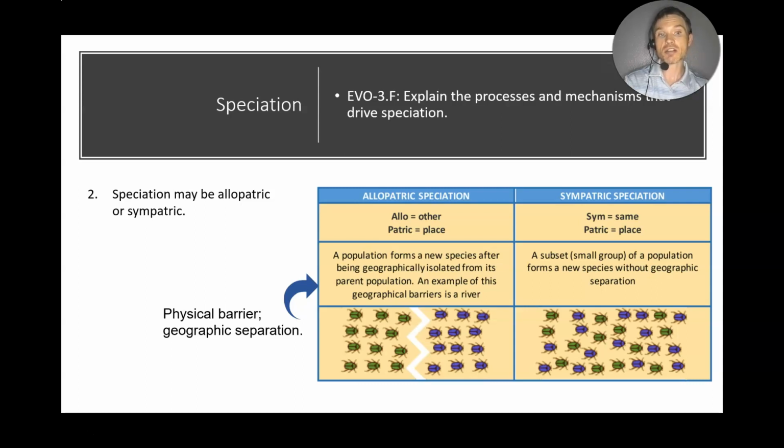So a subset or small group of the population forms a new species without geographical separation. So the major difference between allopatric and sympatric is the physical barrier that separates the population. In a sympatric speciation process, no physical separation occurs between the two species. And we'll talk about how this sympatric speciation can occur.